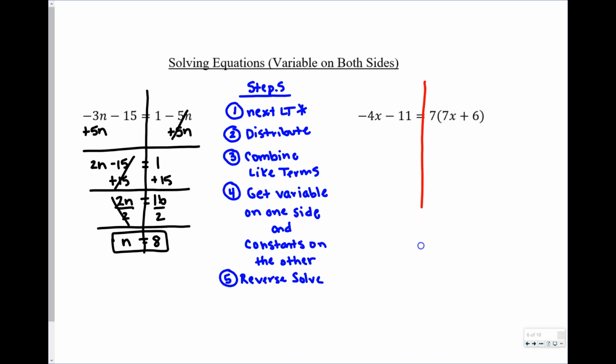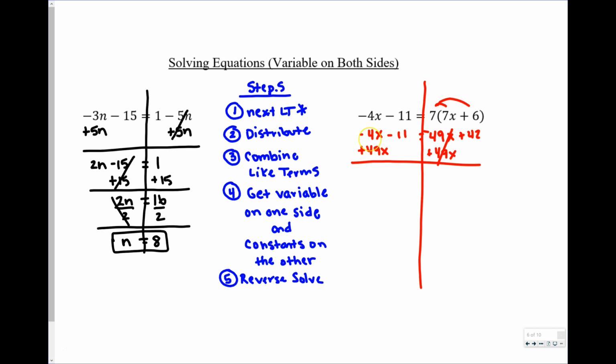Draw your line. Now the next step is to distribute. 7 times 7 is 49 with the x. 7 times 6 is 42. On the other side, just bring that down. One step at a time. All right, now I'm going to get all my variables on the left side. So I'm going to add 49x over. Draw my line here. These cancel.